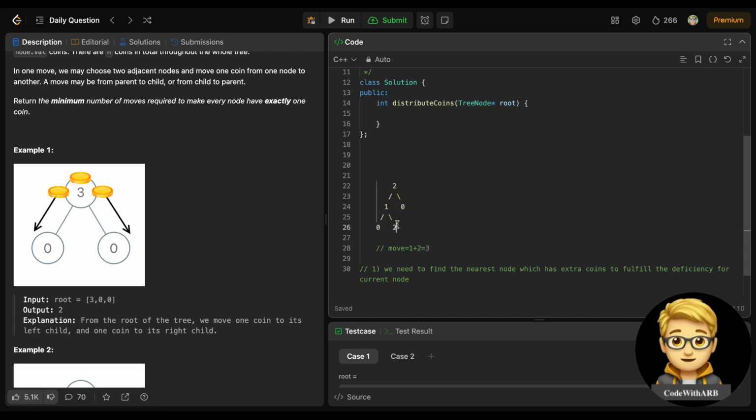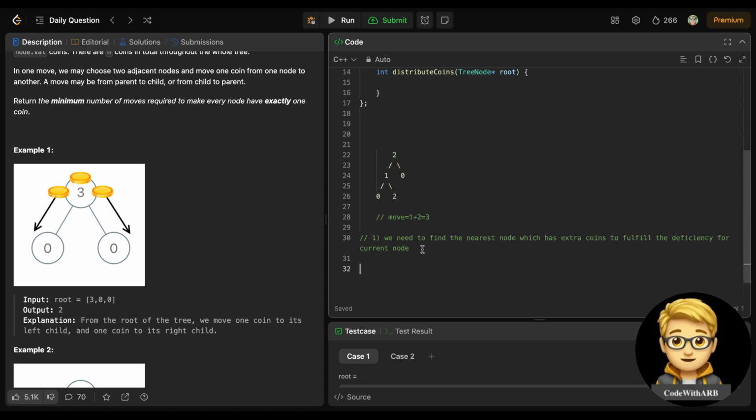So the one thing is how we will traverse, because it's a tree, so it must be traversed anyhow. We have three types of traversal: pre-order, post-order, and in-order. If I try to implement pre-order traversal, the first thing is how we will distribute this.